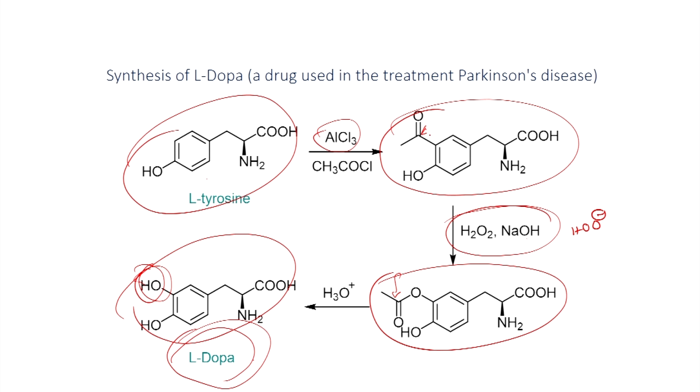What you do here is the acylation, Friedel-Crafts reaction, and you will be able to form this ketone. Once you have this one, you can use this oxidation reaction using hydrogen peroxide in the presence of base. You can convert it into the ester. Once you have the ester, you can do the acid hydrolysis, and you will be able to make this L-TOPA as the product.